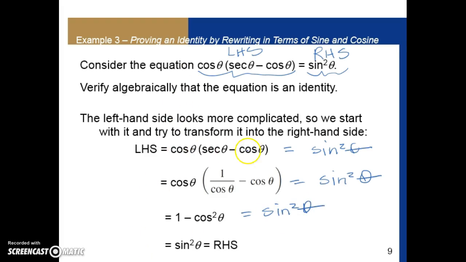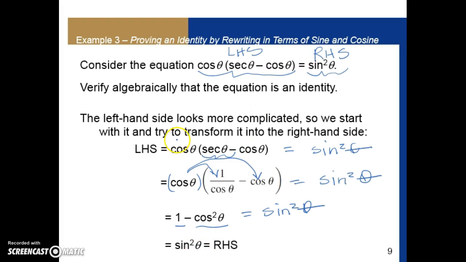So we're working on the left-hand side. I'm going to change secant to 1 over cosine. And then I'm going to multiply this term through those parentheses. I'm going to multiply it by that term and then multiply it by that term. Cosine times 1 over cosine gives me 1. Copy down my minus sign. And cosine times cosine gives me cosine squared. And I know from the Pythagorean identity that can be rewritten as sine squared.